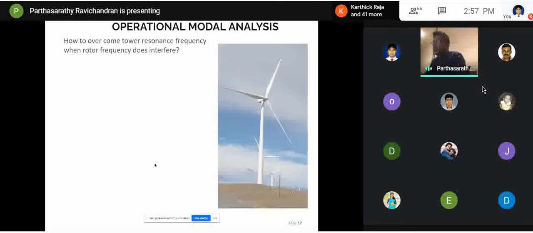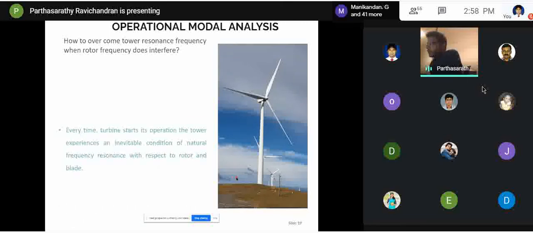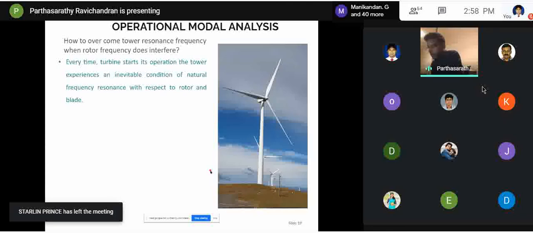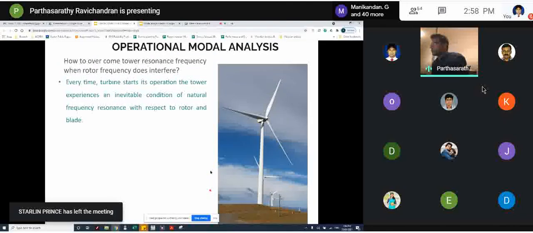So how do we overcome the tower resonance frequency? What happens when the interference takes place? Here I will probably show a small video of this.